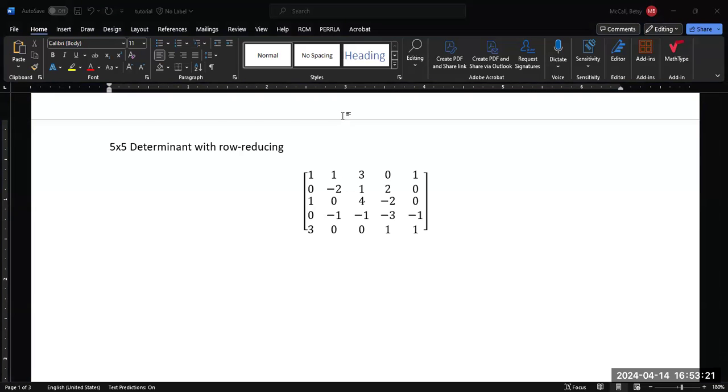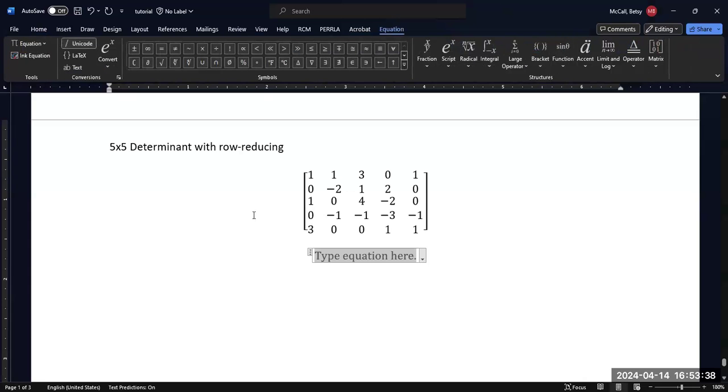If you could get it into triangular form, then again, you don't need to get the pivots to be one. But if you can get it into triangular form, then you can just multiply on the diagonal to get your determinant. So that's what we're going to try to do here.